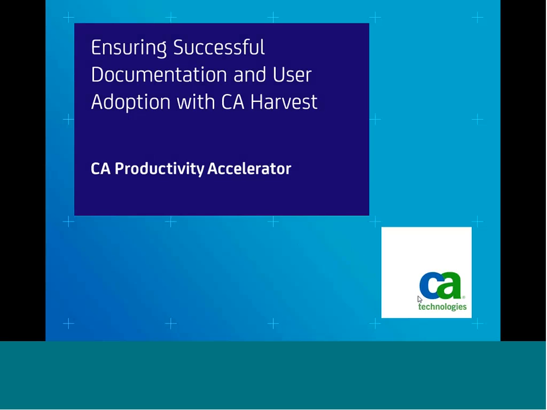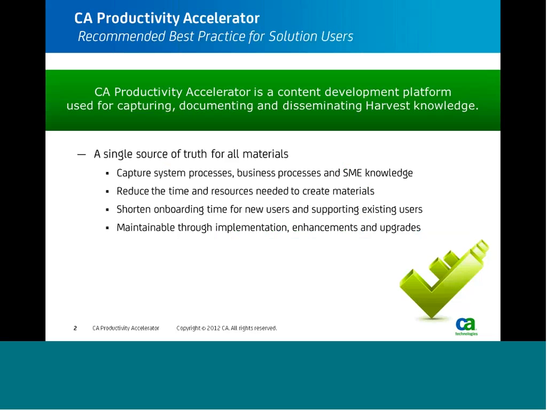So we're going to spend a few minutes today talking about what it is and what it can do with the CA Harvest product. As a start, I want to provide you with an overview of what CA Productivity Accelerator, or what we call CAPA as short, is. CAPA is a content development platform, and it can be used for capturing, documenting, and disseminating Harvest knowledge. So think of it as a single source of truth for all your materials. Here's one place that you can capture your system processes.